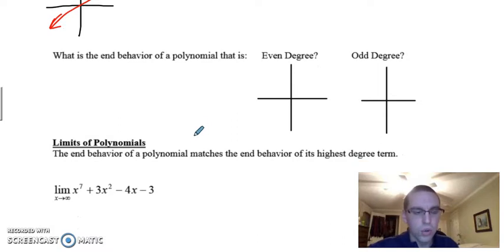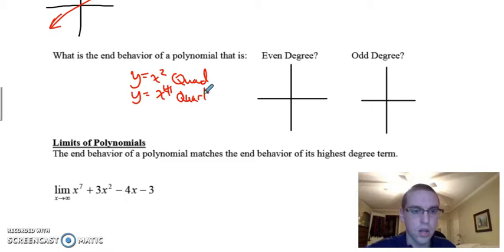Now, the one thing that we need to remember is what a polynomial is, and we went over this in class a little bit, but a polynomial is a smooth continuous function, and it's got a certain degree. We know that a quadratic, y equals x squared, or y equals x to the fourth, a quartic, those are all even degree polynomials. It's the highest degree. We don't care what's being added on after this, like ax plus c. All we care about is that the highest degree is even.